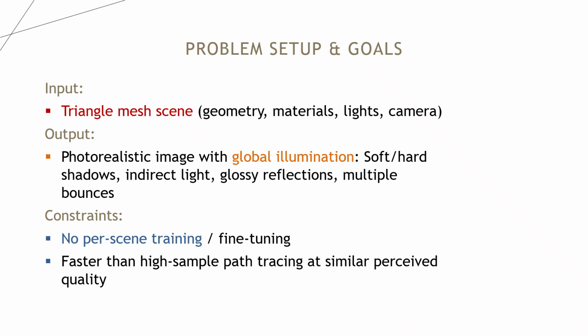Let me state the problem precisely. The authors want a neural rendering pipeline that, 1, takes as input a triangle mesh scene: geometry, materials, lights, and camera. 2, produces an image with full global illumination, soft and hard shadows, indirect lighting, glossy reflections, even multiple specular bounces. 3, works on new scenes without per-scene or per-object fine-tuning. And finally, 4, runs faster than a traditional path tracer like Cycles at a similar perceived quality.